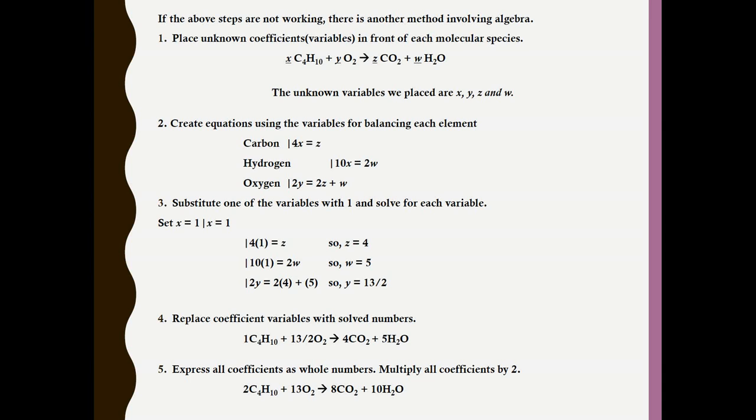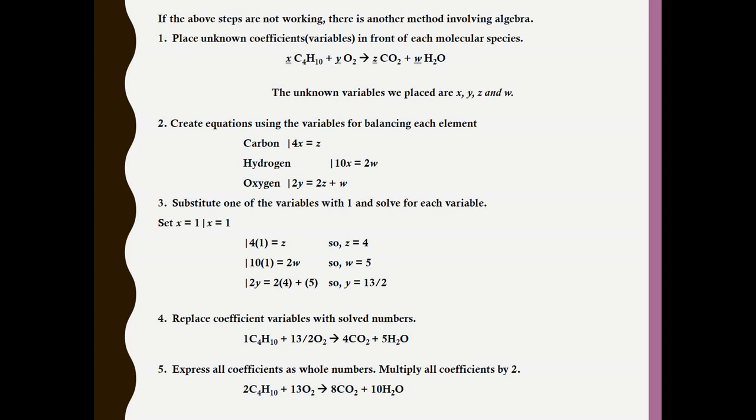So what this process tells you is that you take the subscript for each element, multiply that by the coefficient, and equate that to the right side, the coefficient of that same element multiplied by its subscript. So for carbon, it's going to be 4x equals Z. For my hydrogen, it's going to be 10x equals 2W because I have C4H10. H has a 10 in the subscript, but in front of C4H10 there is an x as my coefficient, so I simply multiply 10 and x. I get 10x. On the right side, I'm going to get 2W for my hydrogen.